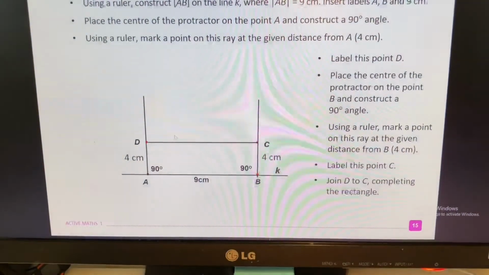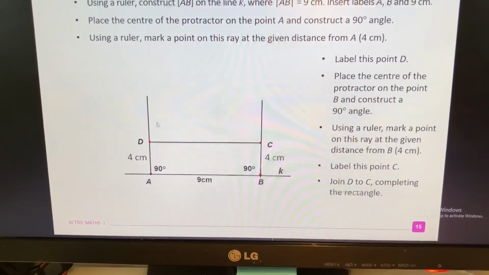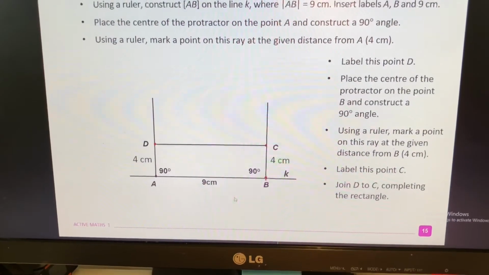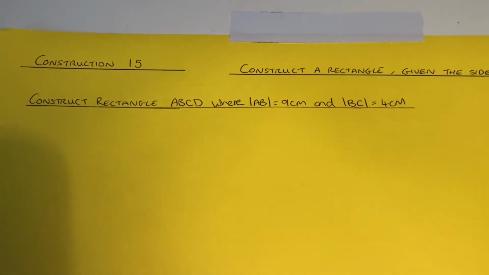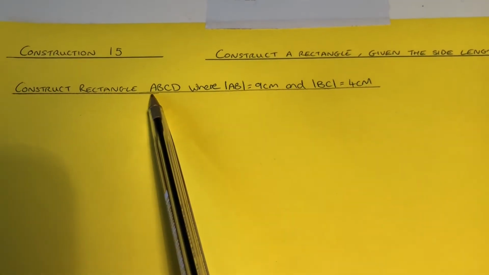So there we have it. You've got all 4 sides of our rectangle, but the examiner is specifically looking for these extended lines to prove that you have constructed it in this way. Okay, so let's see it being done by hand. So we've been asked to construct a rectangle A, B, C, D.